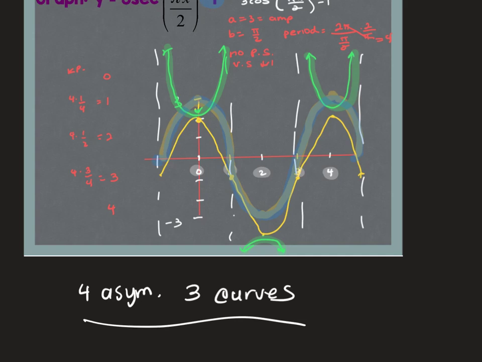You're either getting sine or cosine, and then you're getting the other one's reciprocal function, and then you're getting tangent or cotangent.